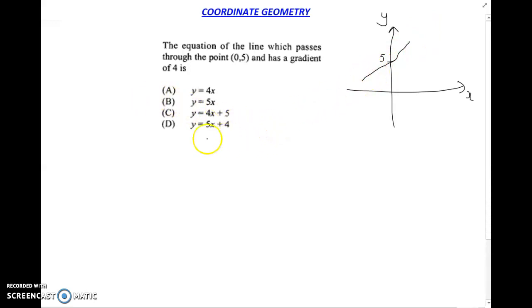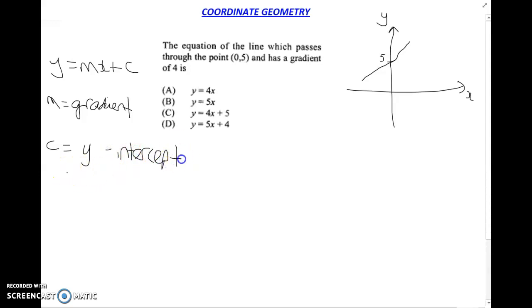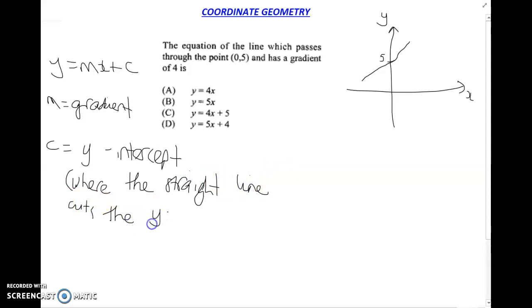So remember this, what is the general equation for a straight line? You all remember that? y equals mx plus c. What is m again? m is the gradient. And c is what? The y-intercept. But what is the y-intercept again? The y-intercept is where the straight line cuts the y-axis.